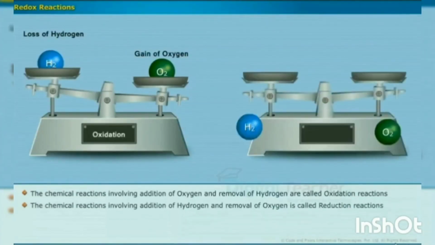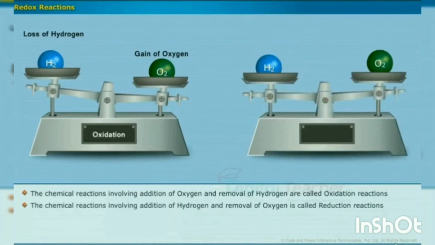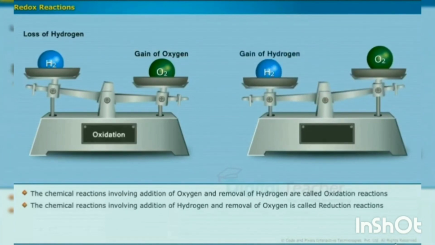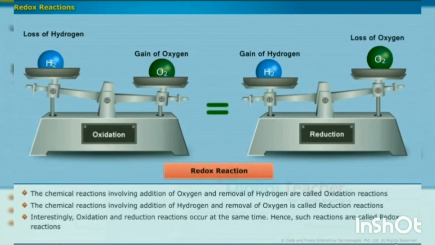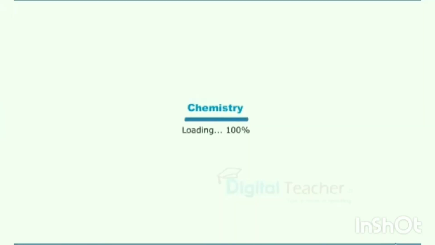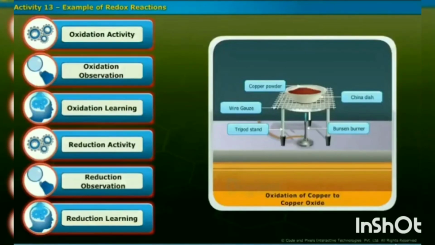Let us learn about redox reactions. Those reactions in which reduction and oxidation take place simultaneously are known as redox reactions. Now, what is oxidation? The reactions involving addition of oxygen and removal of hydrogen are called oxidation reactions. The chemical reactions involving addition of hydrogen and removal of oxygen are called reduction reactions. And when oxidation and reduction reactions occur at the same time, such reactions are called redox reactions.